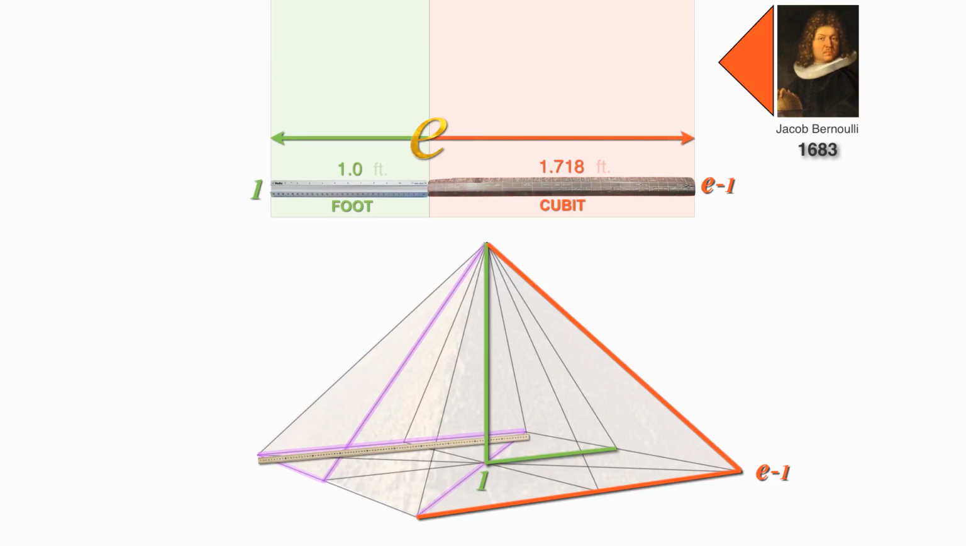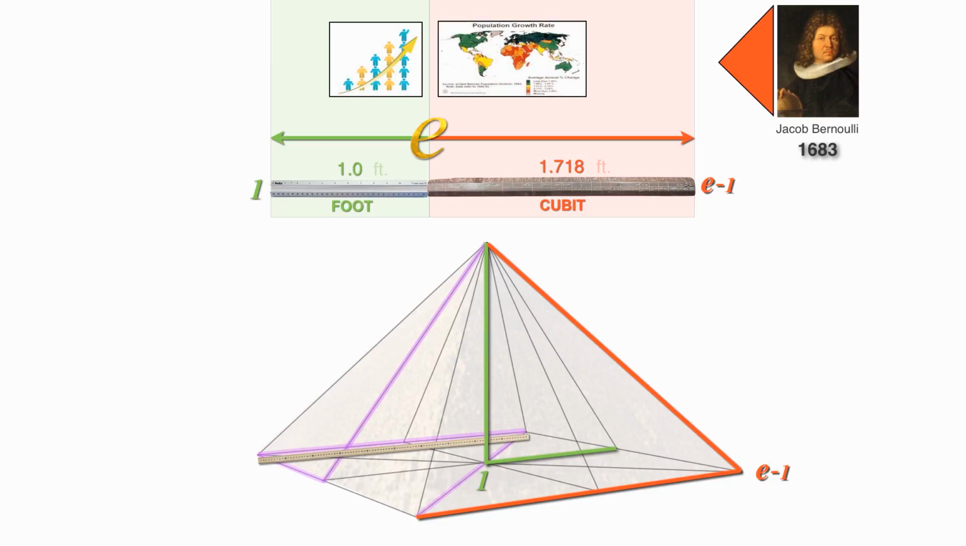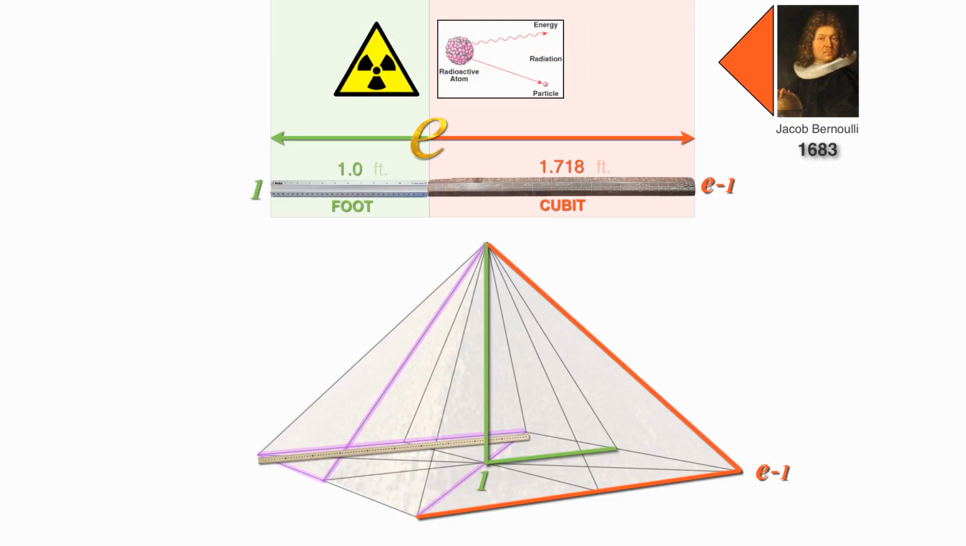The incredible thing is, this implies the foot is synonymous with the principal, the original unity, what we start with. And the cubit, the interest or growth. And it doesn't only apply to banking. It shows up in calculus, probability theory. It's used to predict population growth, or the rate of spread of an epidemic. Its inverse is the rate of radioactive decay.